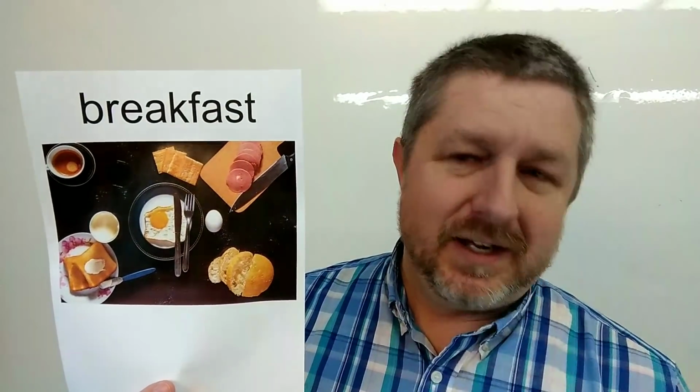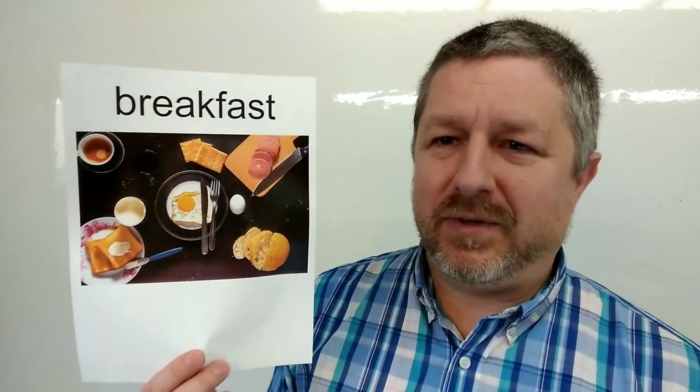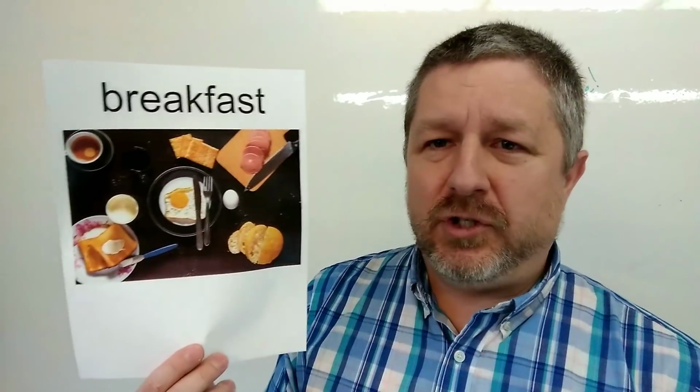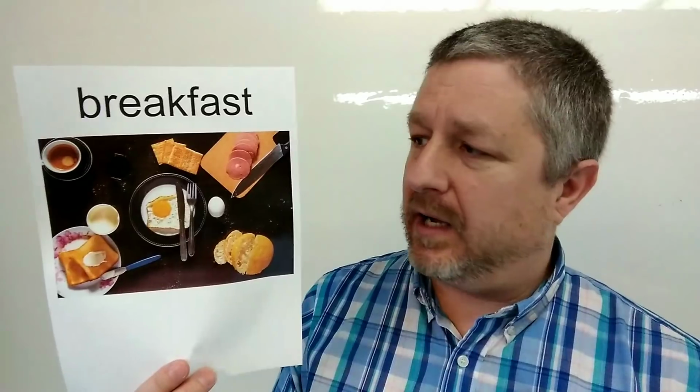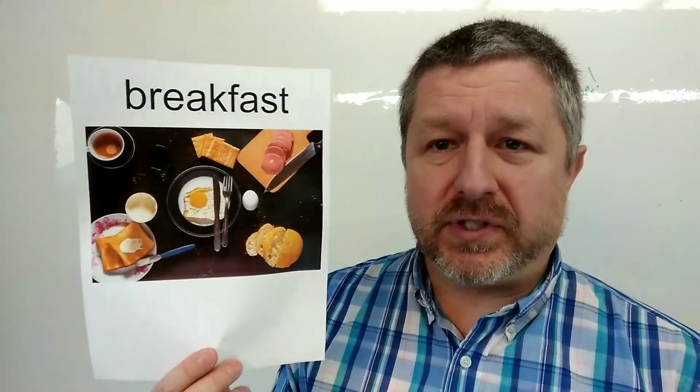Let's quickly go over the meals of the day, people. So we have breakfast. This is the first meal that you eat every day. A typical breakfast in Canada is usually cereal or oatmeal, sometimes fried eggs and some bread or toast. And some people still drink a lot of coffee. I drink less coffee than I used to.